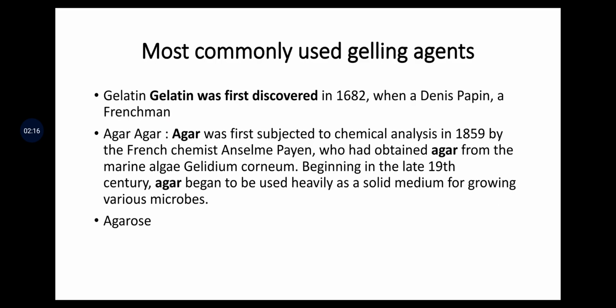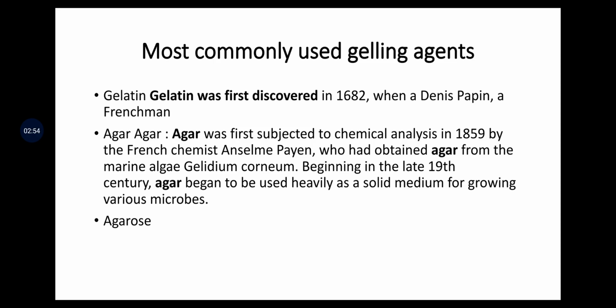Most commonly used gelling agents are gelatin, agar-agar, and agarose. Gelatin was first discovered in 1682 by Denis Papin, a French physicist. Agar-agar was first subjected to chemical analysis in 1859 by the French chemist Anselme Payen, who had obtained agar from the marine algae Gelidium corneum. Beginning in the late 19th century, agar began to be used heavily as a solid medium for growing various microbes.